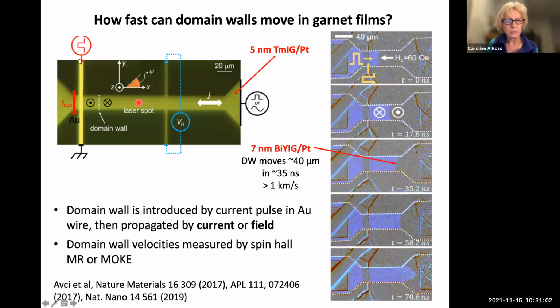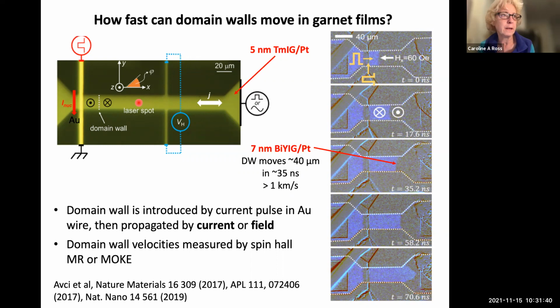We have a more controlled experiment where we can introduce a domain wall into a track of garnet. So horizontally in this device is a track of garnet with a platinum layer on top of it. And then overlaid on that is a gold nucleation wire. So first of all, a pulse through the gold wire will nucleate a domain wall in the garnet from the Ørsted field of the current. And then that domain wall can be pushed along by flowing a current through the platinum layer. And this is a spin orbit torque switching.